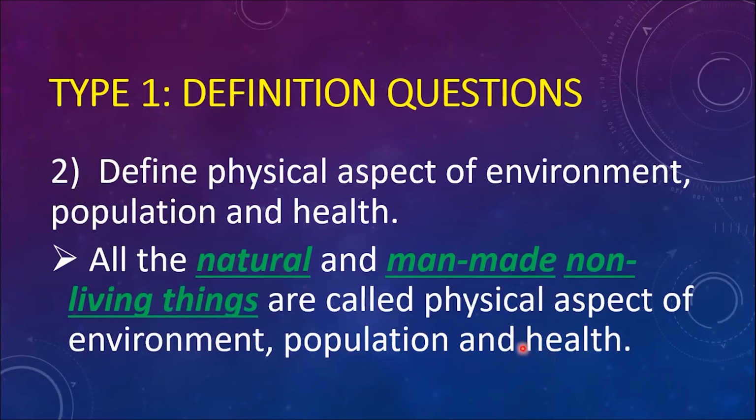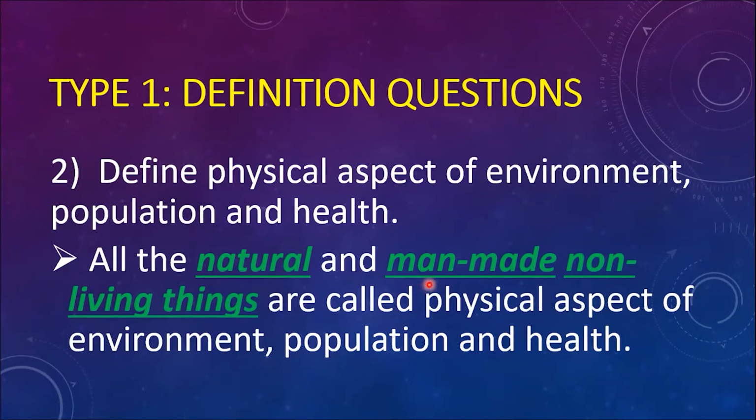So here the definition of physical aspect is given. Here I have highlighted the 3 main keywords and phrases. Look here: natural, man-made and non-living things. If you remember these 3 words or phrases, you can easily remember this definition. First you focus: what is physical aspect? Physical aspects are non-living things. First you understand that physical aspects are non-living things. And what types of non-living things? Natural and man-made: natural non-living things and man-made non-living things.